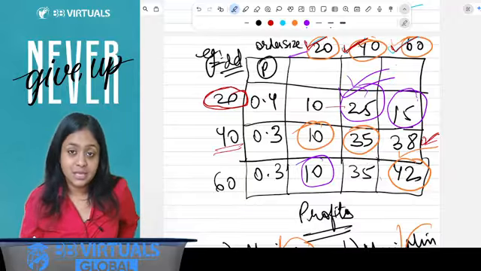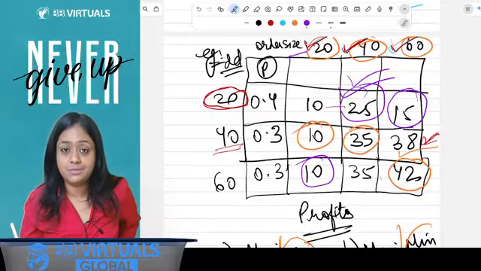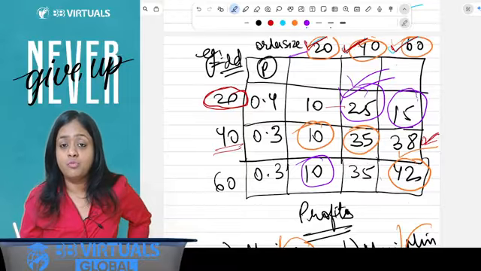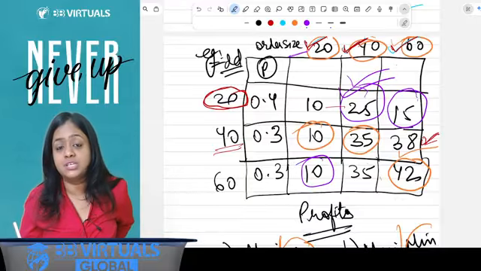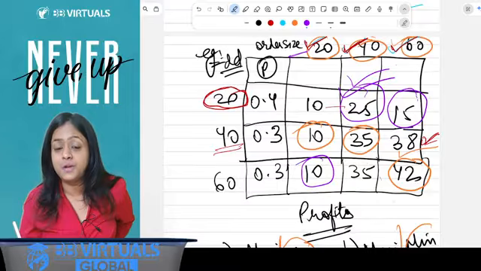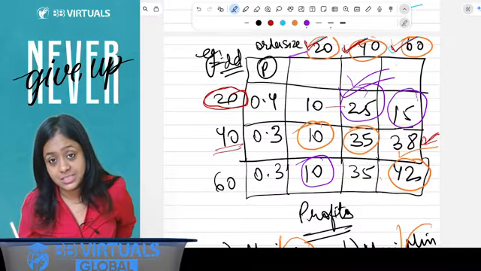40 order size. When I say max, the maximum here is 42, here 35, here 10. So the most payoff or the most profit is expected when we manufacture 60 units. So the max person is a risk taker. He would go for this one. That is, he would go for 60 units.